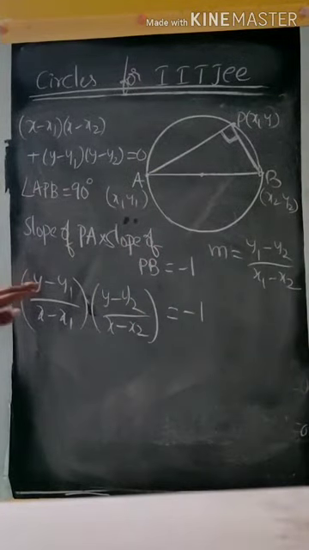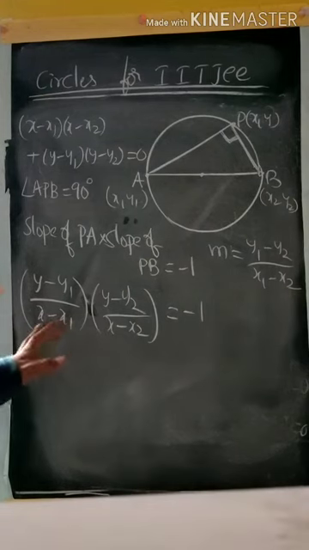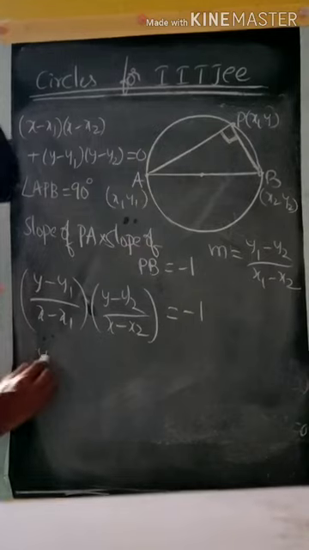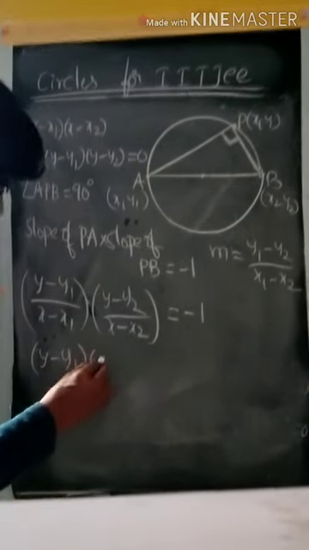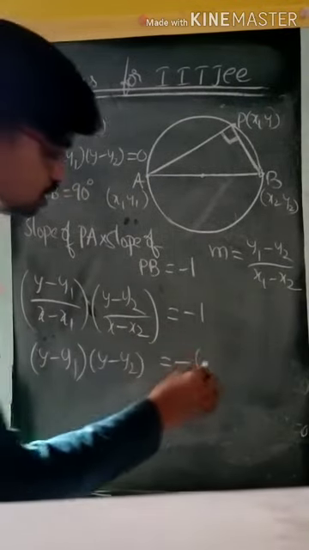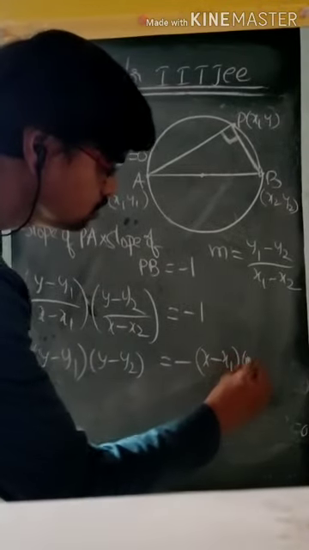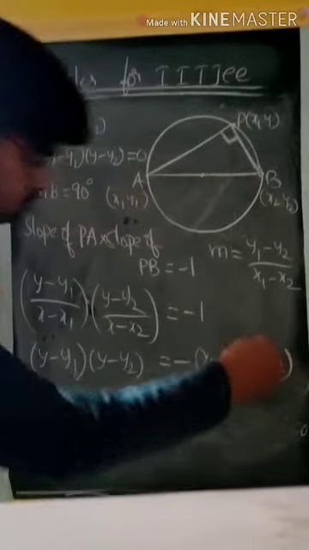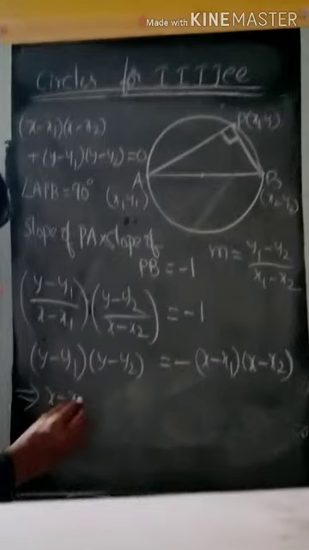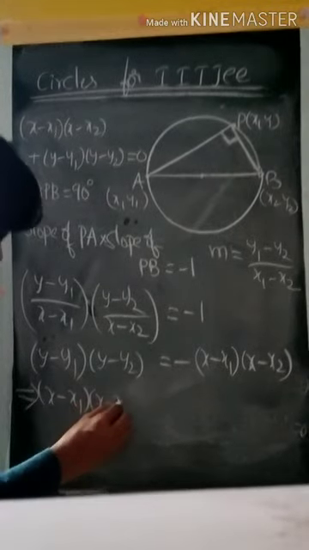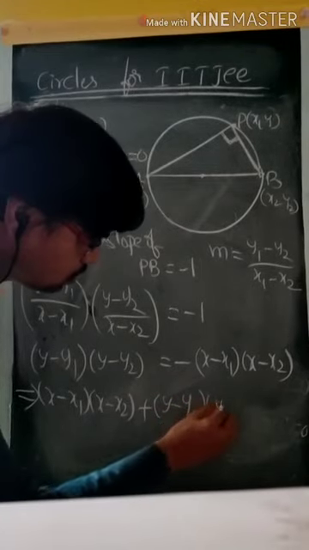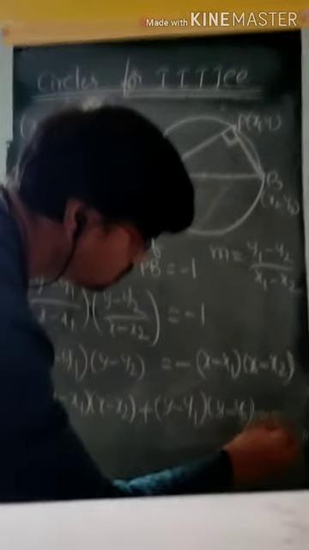Now y minus y1 into y minus y2 equals minus of x minus x1 into x minus x2. Bring this to the left hand side, it becomes x minus x1 into x minus x2 plus y minus y1 into y minus y2 equal to 0.